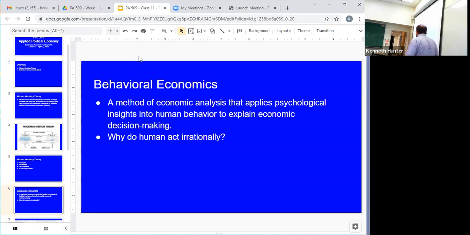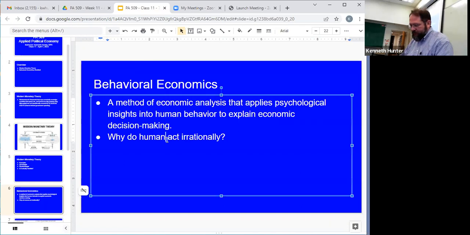And as we talked about earlier in this semester, behavioral economics is basically a method of economic analysis that attempts to apply psychological insights into human behavior to explain economic decision making. In other words, it helps us understand why humans act irrationally.